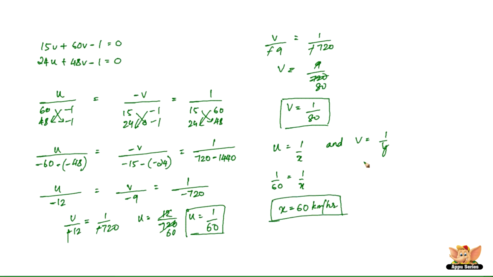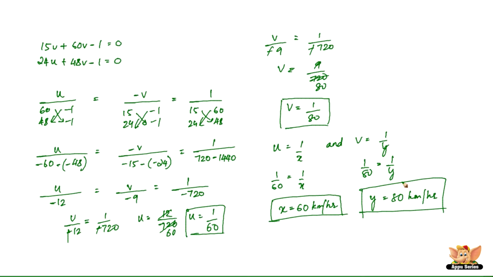And we've got v as 1 by 80 equal to 1 by y. So y will be equal to 80 kilometers per hour. So we took the speed of the train to be x and the speed of the car to be y. So therefore the speed of the train is found to be 60 kilometers per hour. The speed of the car is found to be 80 kilometers per hour. So this is how we solve this problem.